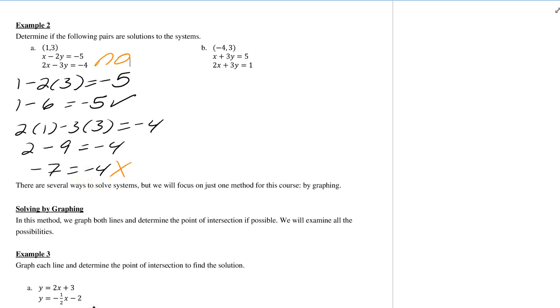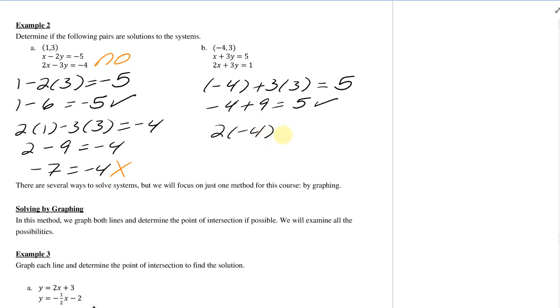So let's do this again for the other one. So I'm going to plug in -4, 3. So I've got -4 plus 3 times 3, does that equal 5? So that's -4 plus 9. So that definitely equals 5, so we're good to go there. And now 2 times -4 plus 3 times 3, so I'm plugging this into the second equation. Does that equal 1? So this is -8 plus 9. Yep, that definitely equals 1. So this would be a yes. This is a solution. So this is good to note because you're going to want to check your solutions in both equations every single time you do this, just to make sure that you found the right solution.